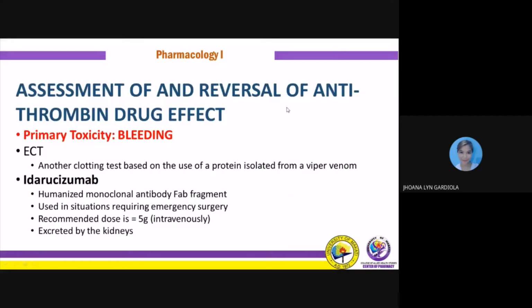Assessment of drug and reversal of antithrombin drug effect. So as with any anticoagulant drug, the primary toxicity of dabigatran is bleeding. ECT is another clotting test based on the use of a protein isolated from a viper venom. So para ma-reverse natin yung effect ng anticoagulant, kailangan natin ng idarucizumab.